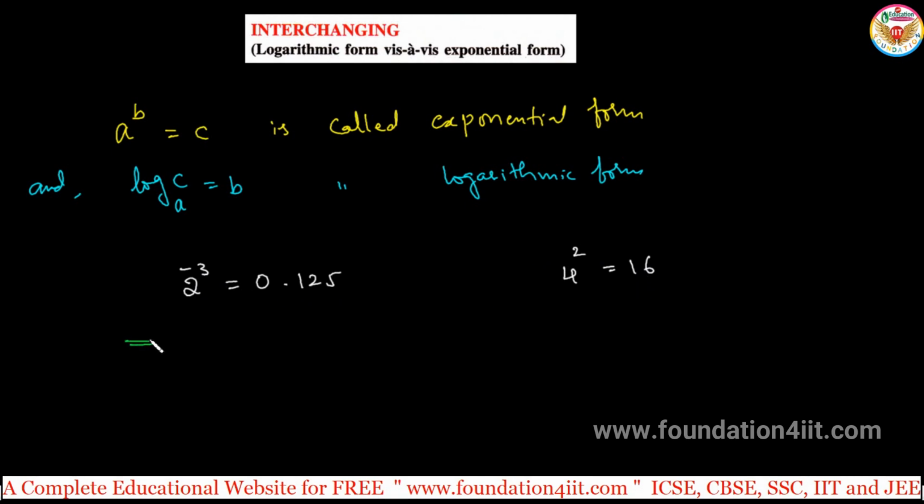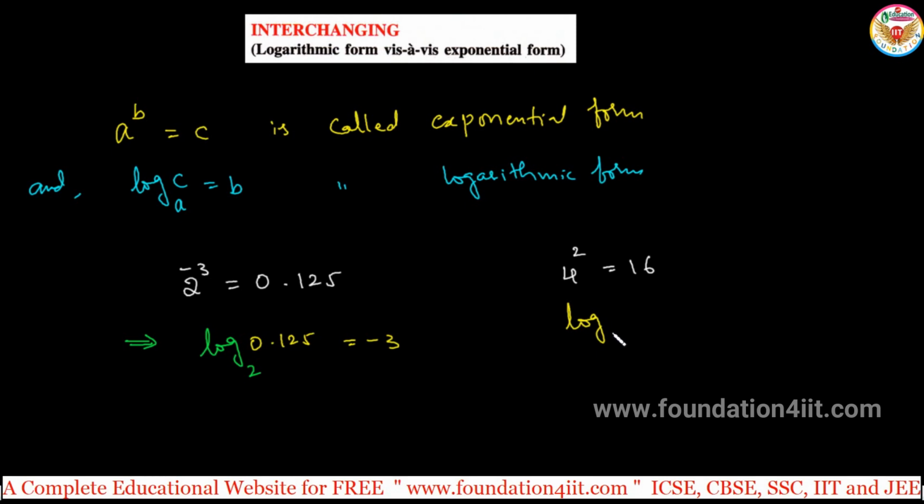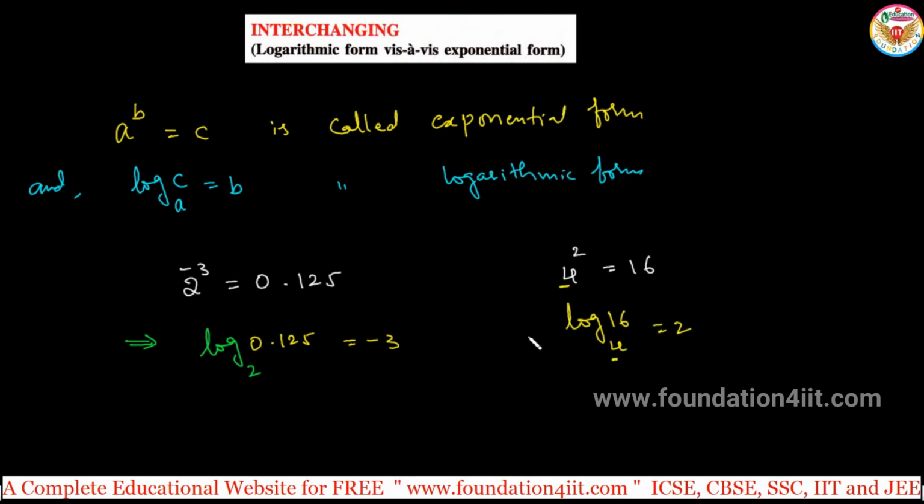To convert into logarithmic form, we should write the word log to the base 2. So the same 2 you can keep, and here the value is 0.125, that is equal to minus 3. So log 0.125 to the base 2 is minus 3. Here, log 16 to the base 4 is equal to 2. Just remember the same base, 2 and 16, and the equal sign. Just converting exponential form to logarithmic form and logarithmic form to exponential form.